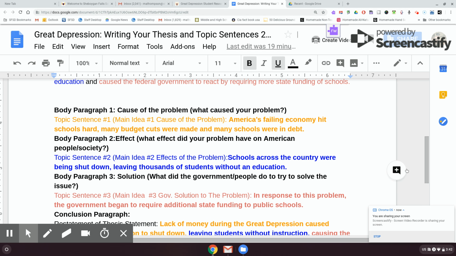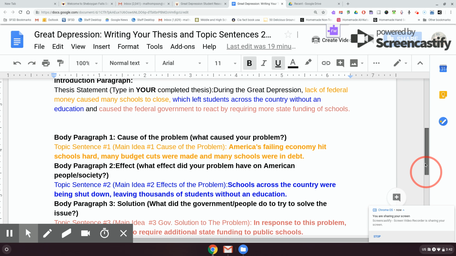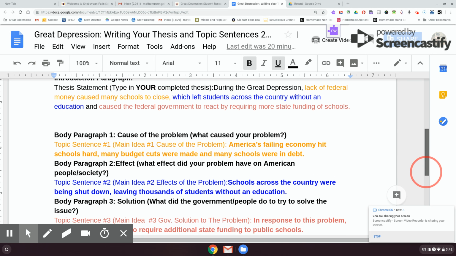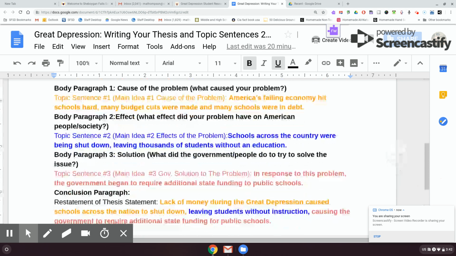I look back at my thesis and I see in blue the effect, which left students across the country without an education. Now I look at my topic sentence in blue, which is about effect: schools across the country were being shut down, leaving thousands of students without an education. Again, it's just a little bit more detail from that main idea.